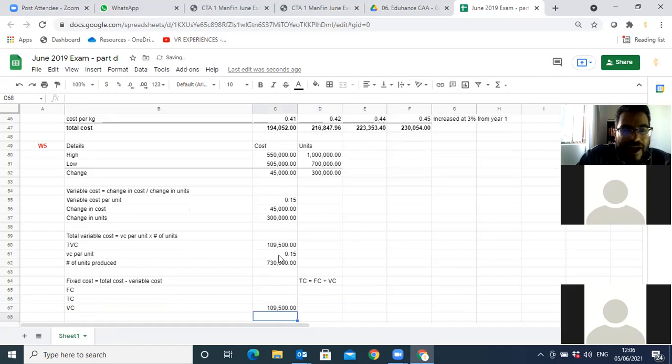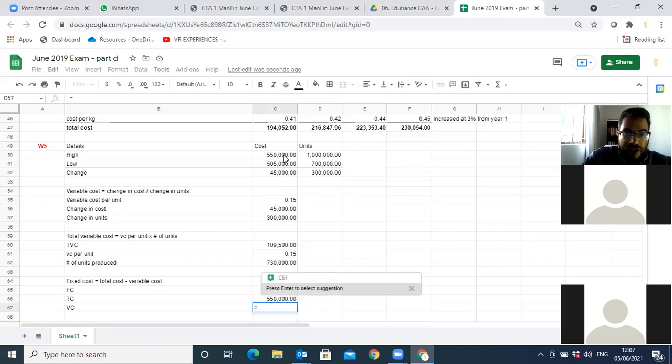Sorry, we don't have the variable costs. Now you can decide which one you want to use. So you go with the high. I always just go with the high. So based on the high information, total cost is 550. All I need to do now is to work out variable cost.